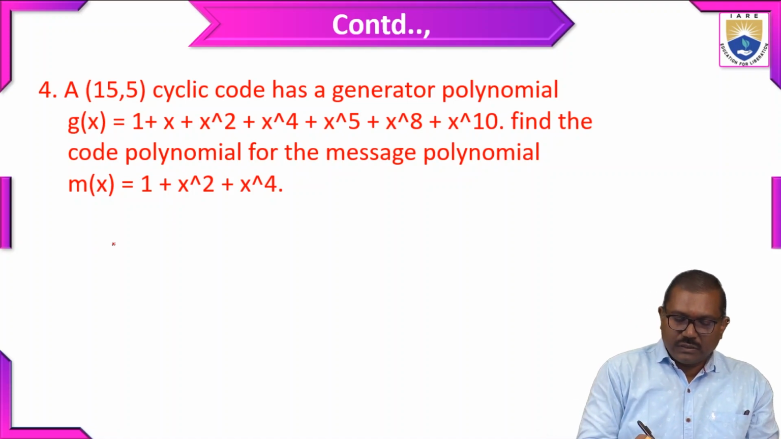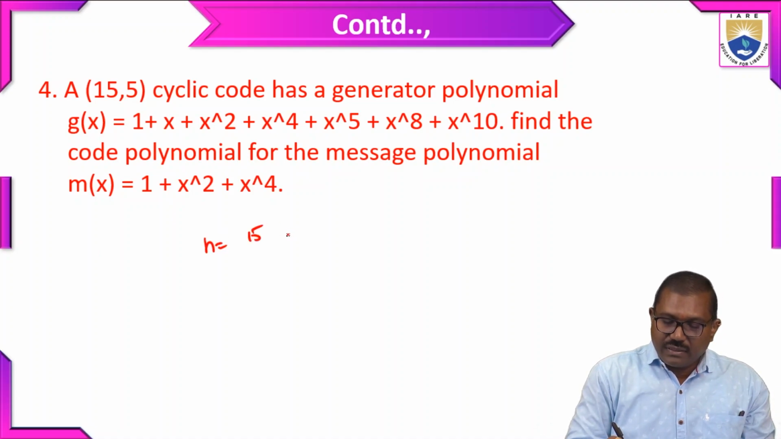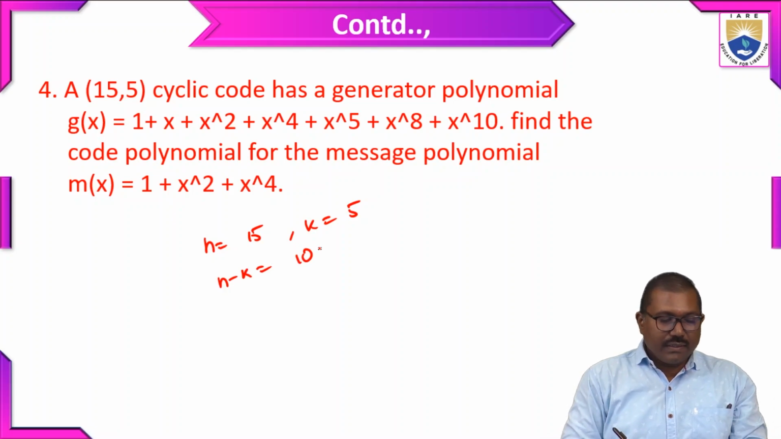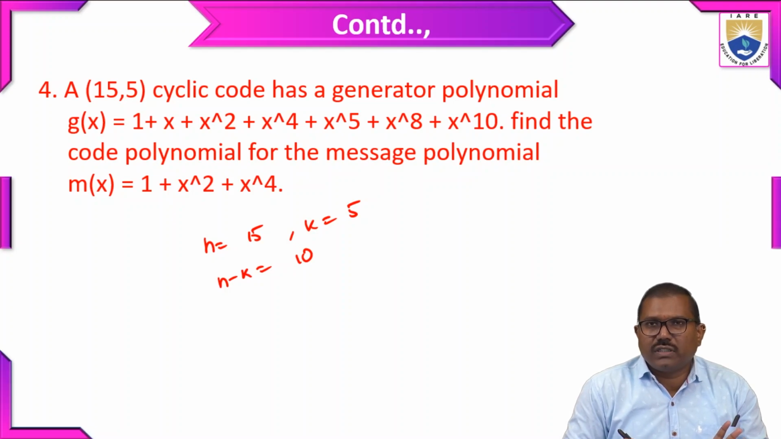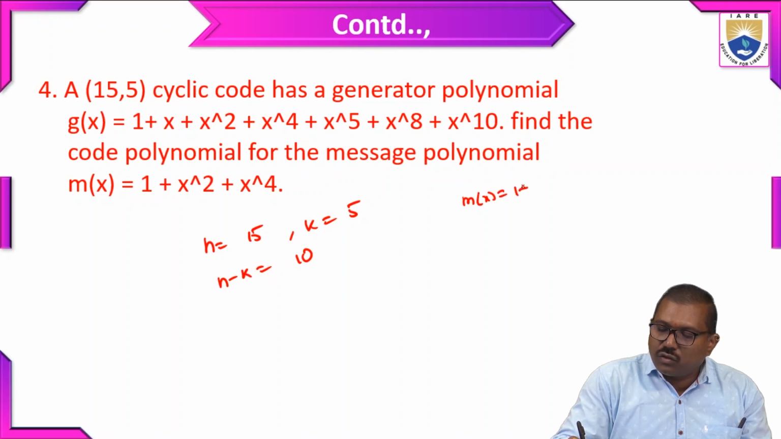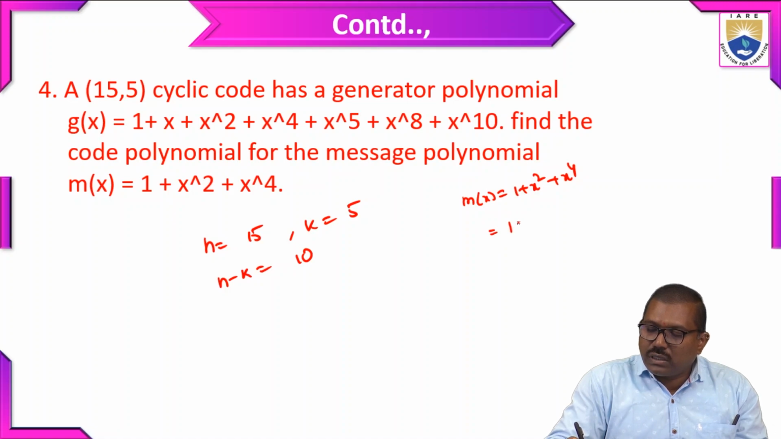Yeah. So what do you do? First write what is n. n is 15. What is k? 5. So n minus k is 10. Okay. So here they have given 1 plus x square plus x power 4, so no conversion is required. But for understanding, good to write, no problem. So m of x is equal to 1 plus x square plus x to the power 4. So in message terms, 1 0 1 0 1.